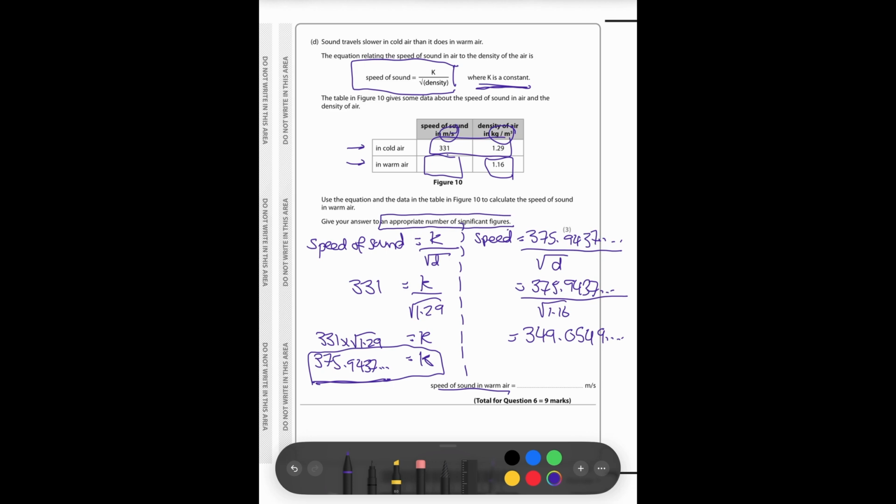How do I know what's appropriate? Well, this is the three significant figures here. This is the three significant figures here. This is the three significant figures here. So therefore, my answer is going to have to be to three significant figures so that everything is matching. So my answer to three significant figures is 349.